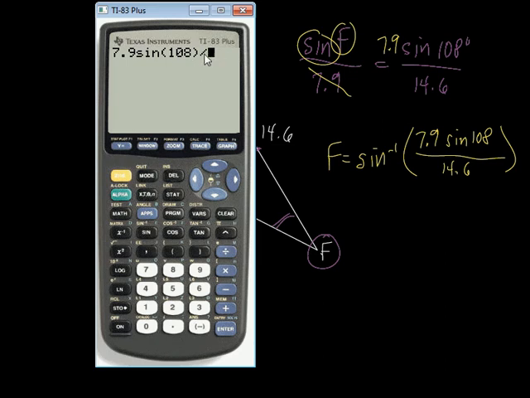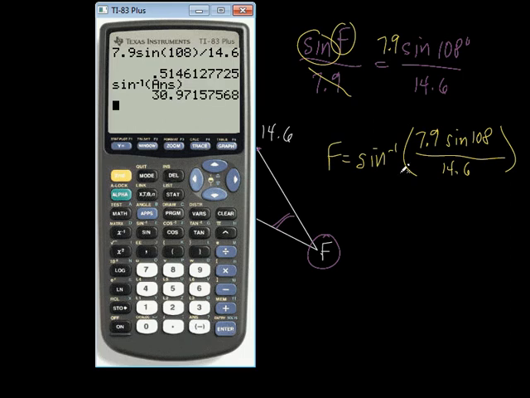On this calculator, though, I can just do this. Divided by 14.6, that equals this. That's what this stuff right here is. But that's not my final answer. What do I have to do to it? Take the second function sine. So I hit second function sine of my answer, and then there it is.